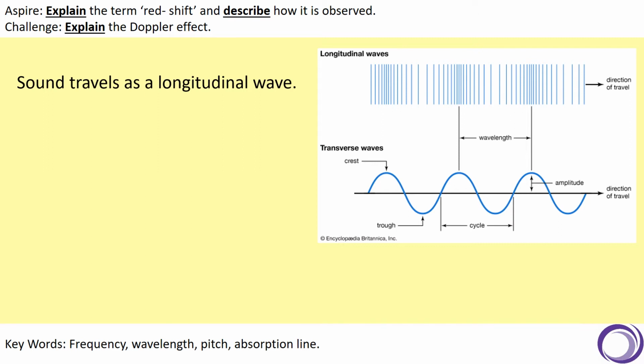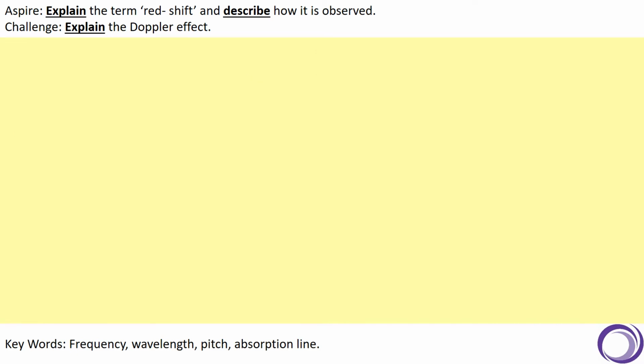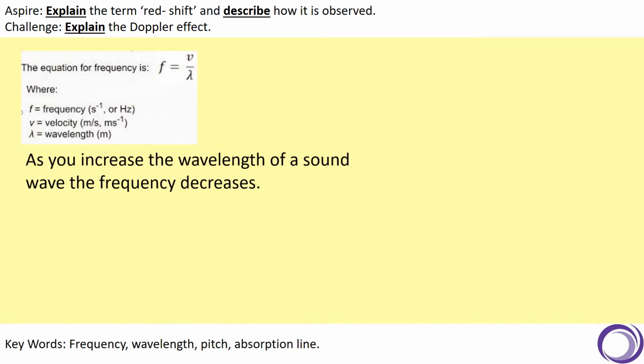But for the purpose of what we're going to look at next, explaining the Doppler effect, we're going to represent the sound wave just as a transverse wave. So the distance between the two compressions we've just marked as a peak to peak. If you increase the wavelength of a sound wave, the frequency decreases.